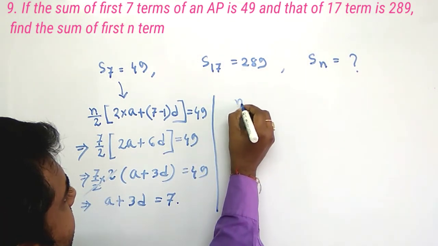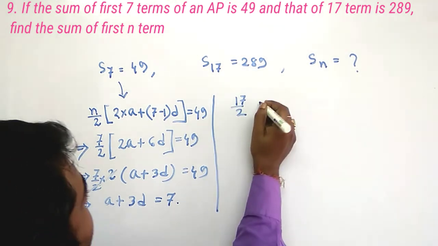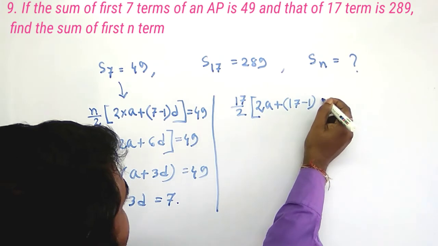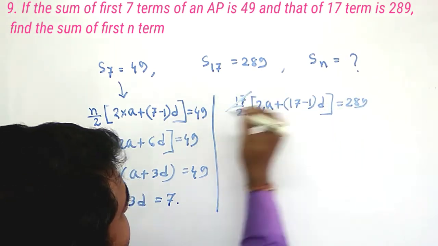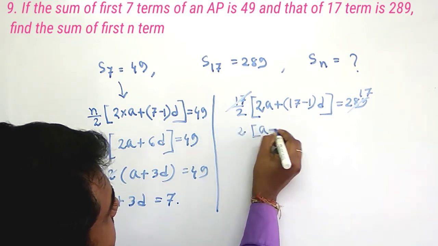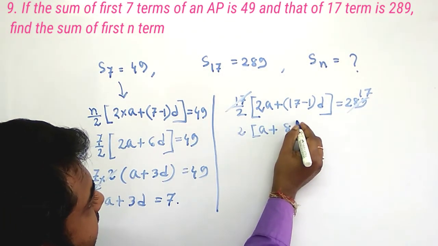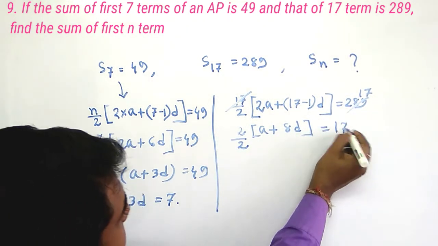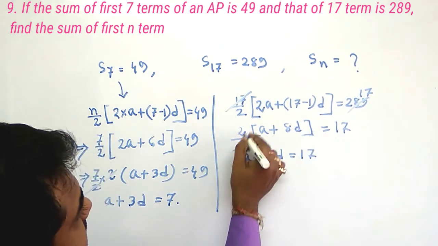Simply n by 2, n is what? N is here 17. So 17 by 2 within bracket 2A plus 17 minus 1 into D equals to 289. So 17 17s are this. So if you take common, A plus 17 minus 1 what? 16, and if you take common 2, so it will be 8D. A plus 8D by 2 equals to 17. So what we have now? A plus 8D equals to 17.